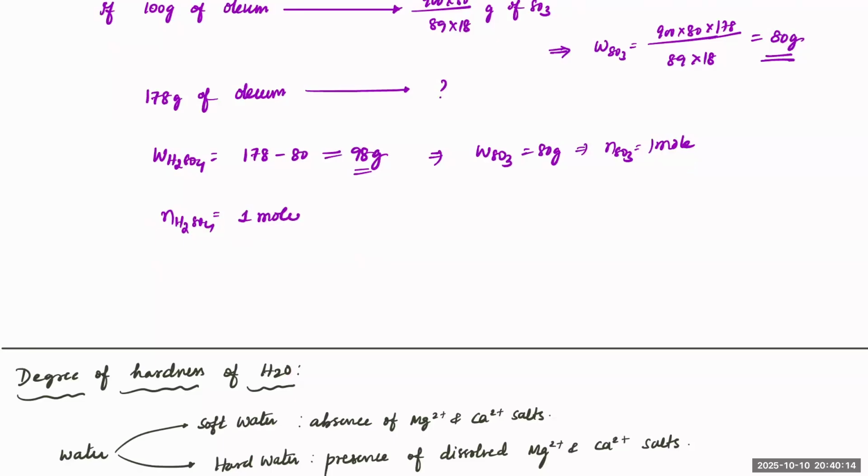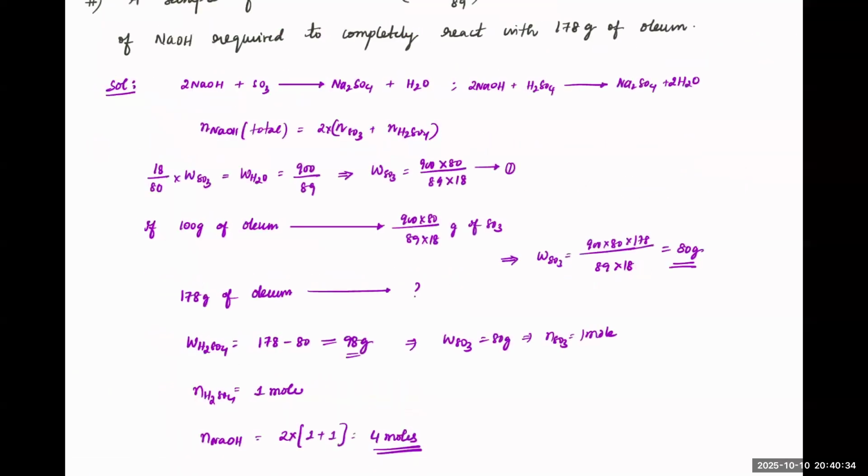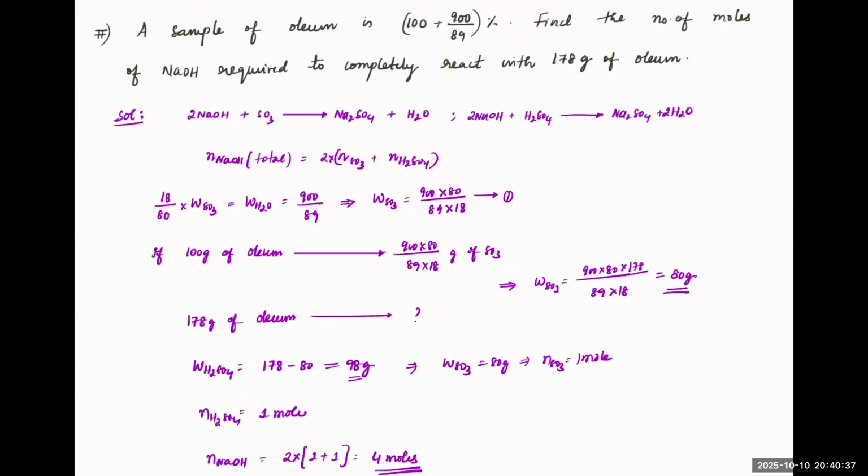So number of moles of NaOH required will be equal to 2 times the number of moles of SO3 plus this one. So that makes it 4 moles. Hence, 4 moles of NaOH is required. Got it? Please do check, everybody. This was a previous year JEE question. So please do check. If you have any doubt, let me know.